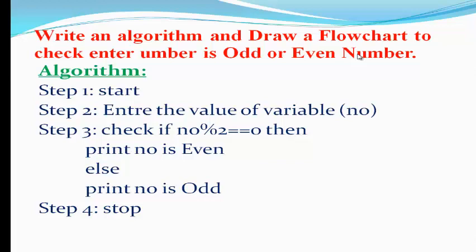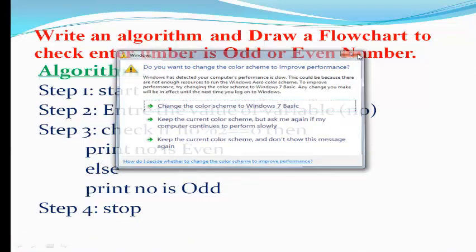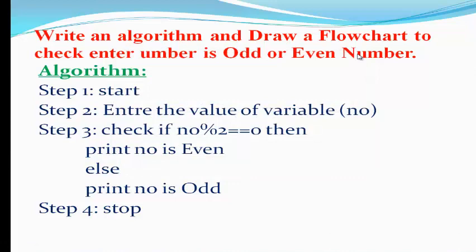It means the third step is very important. After entering any number, it comes to the processing step. It checks the number, checks the condition, which means the decision symbol is used. Check if number mod 2 is equal to 0, then print even number, or else odd number. And the final step is stop, because the algorithm's last step is always stop. So here we see the first and last steps are start and stop.